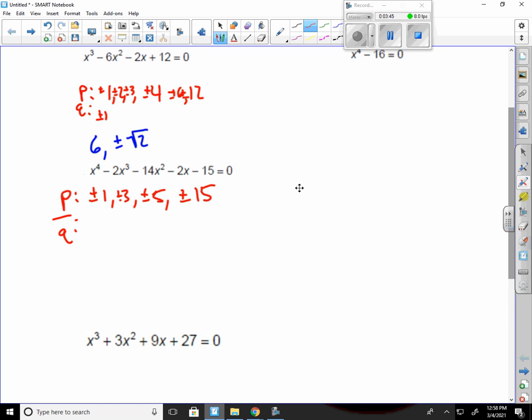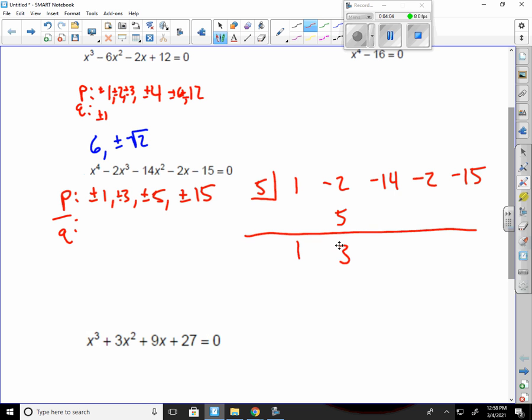So I'm going to start by plugging in a 5. That's 1, negative 2, negative 14, negative 2, negative 15. Bring down the 1. 5 times 1 is 5. Negative 2 plus 5 is 3. 5 times 3 is 15. Negative 14 plus 15 is 1. 5 times 1 is 5. Negative 2 plus 5 is 3. 5 times 3 is 15. And that gives you 0.